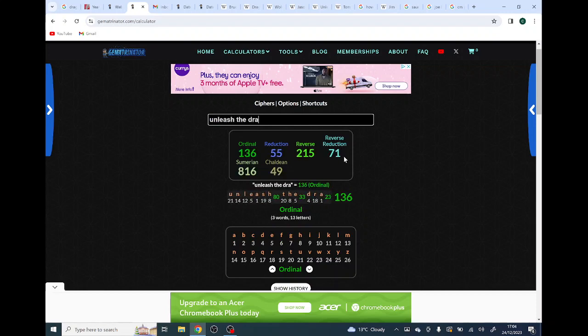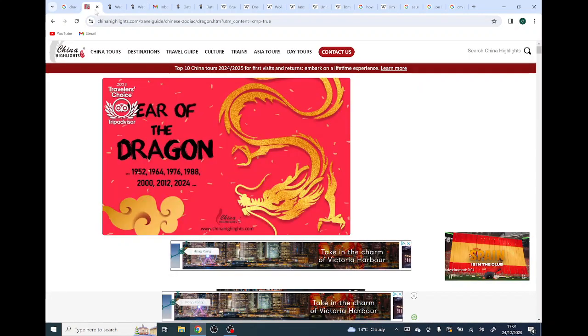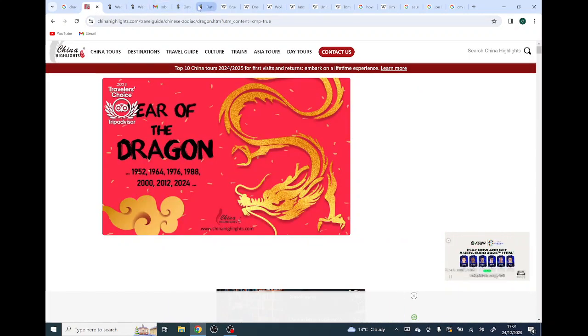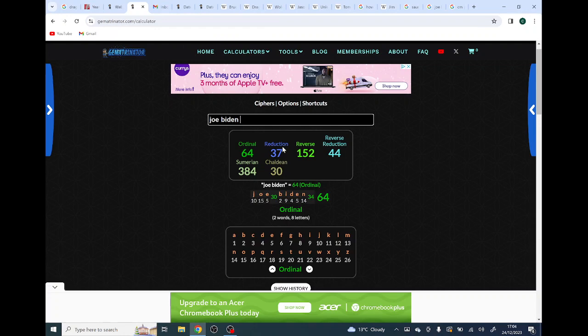Unleash the Dragon gives you that 73, like I said earlier about the 73. So Dragon gives you that 59, and the 59 is the base 8 counting number of 73. And then Joe Biden gives you that 37. So Joe Biden's the reversal of that, the mirror of that number. So in the year of the dragon, like I said, it gives you that 37.